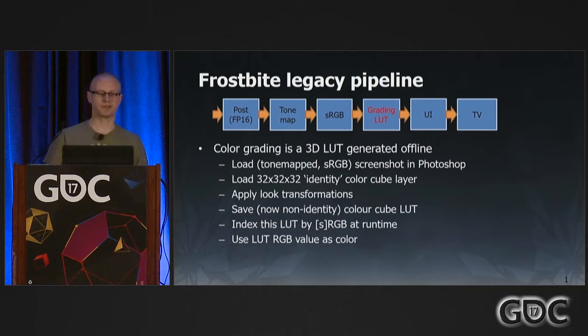And this is also a very standard process. Different ways of doing it, but we would typically load a screenshot, load an identity color cube into Photoshop as a layer, apply various look transformations or whatever else, crop off that layer, save it out as a color cube, and then index that by red, green, and blue at runtime. The new color would be whatever was in the LUT. And it's incredibly powerful. You can do an awful lot of different things, including color replacement. So yeah, we liked it.